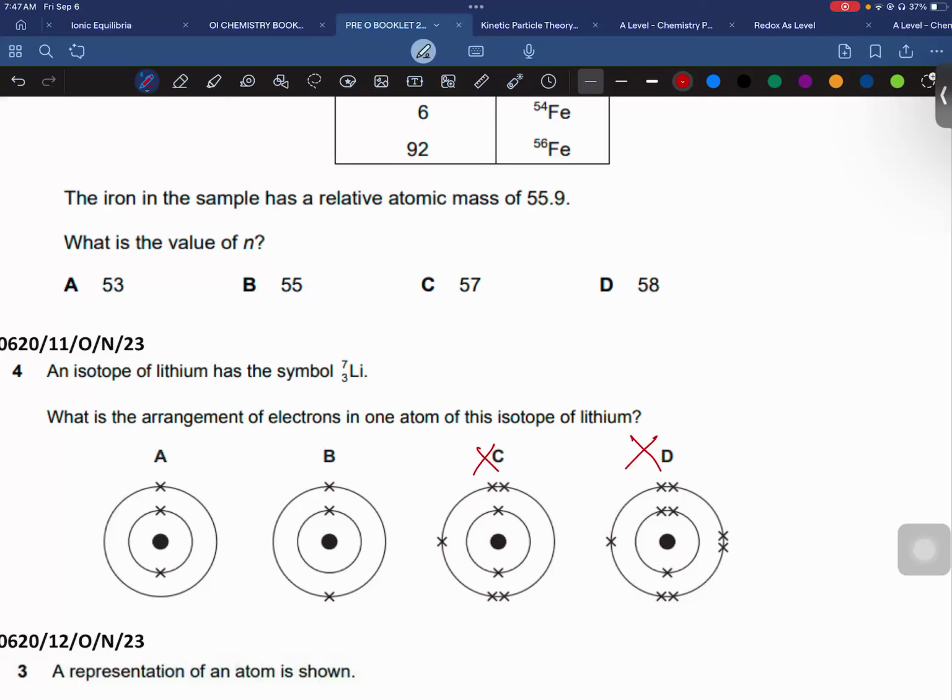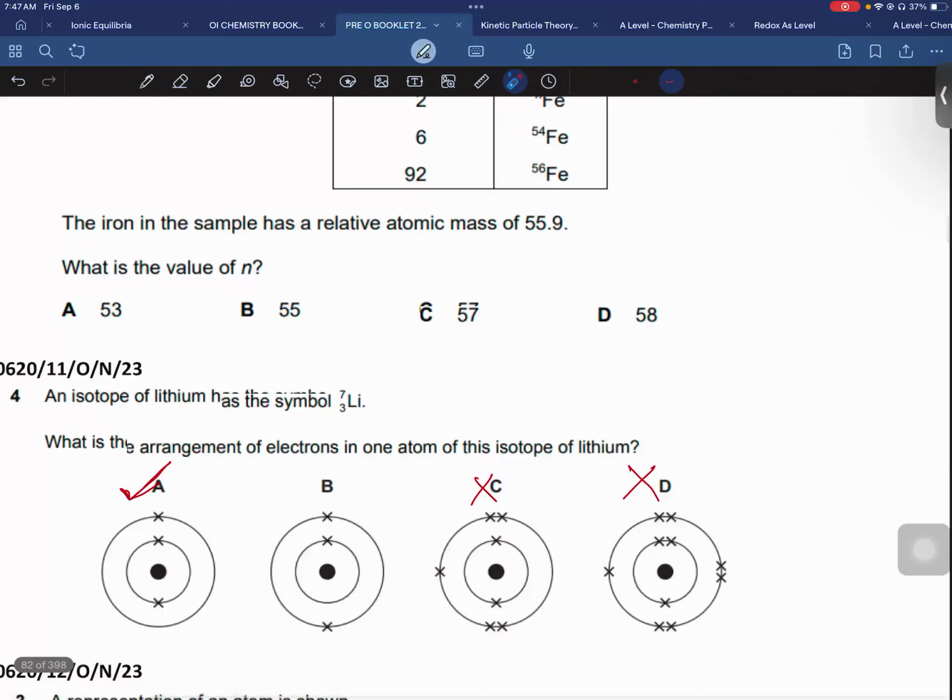Between A and B, I can say that A is correct. If you ask why, I told you the first shell is going to have two electrons, but in this structure we have only put one electron in the first shell. As we know, the maximum capacity of the first shell is two electrons, so that's why option A is correct. Are you getting my point?